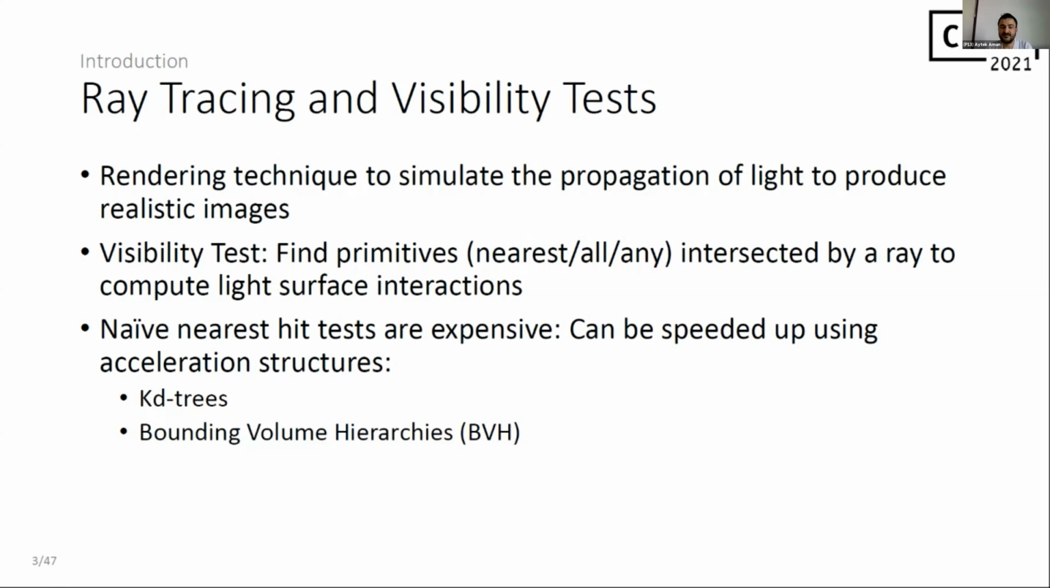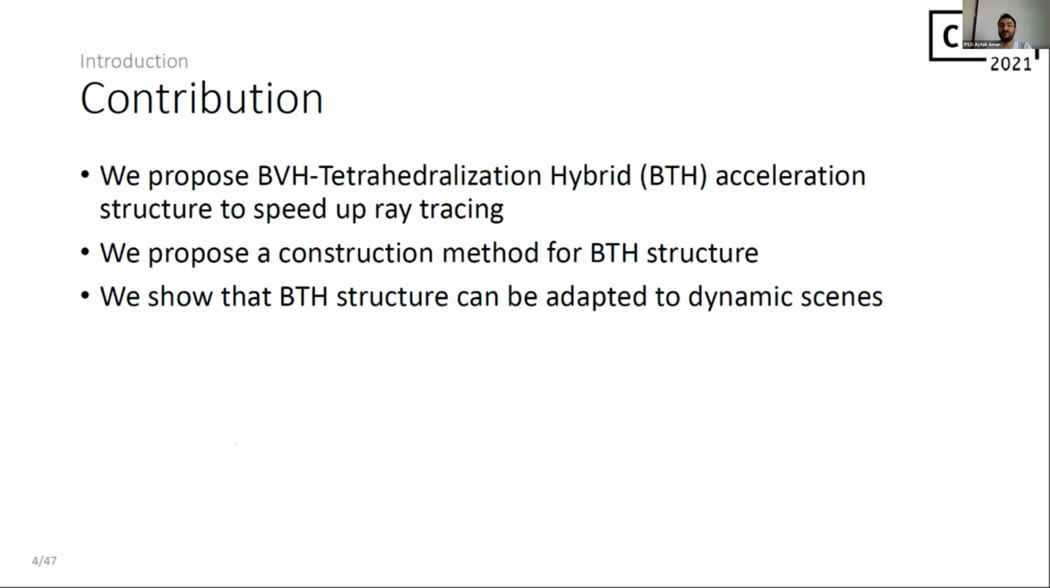And in general, the nearest tests are quite expensive to compute, and these can be sped up using accelerators. The famous accelerators are KD-trees and bounding volume hierarchies. In this work, we propose a BVH-tetrahedralization hybrid acceleration structure to speed up ray tracing, mainly the visibility tests. And then we propose a construction method for this structure. And then we show that this structure can be adapted to dynamic scenes as well.